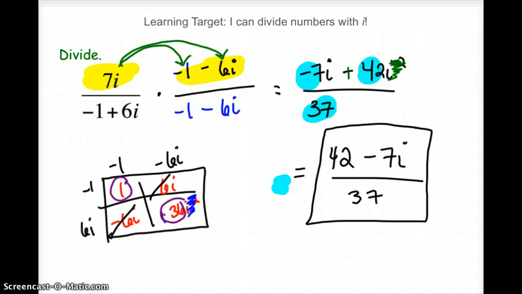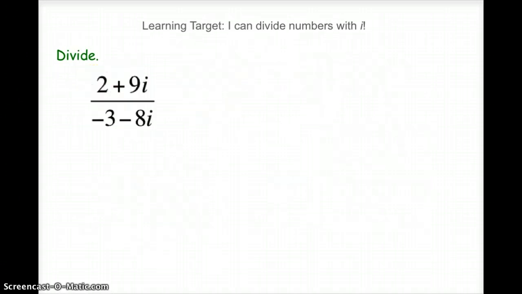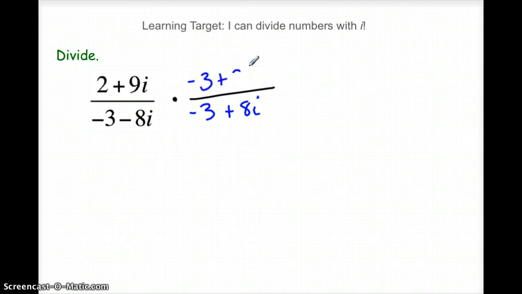All right, what's coming up? This one? All right, let's do this one. I think we'll probably have the hang of it by now. So I know a special fraction with the conjugate, which is going to be all the same stuff, but what goes in the middle? A plus sign, okay? So that's my conjugate.